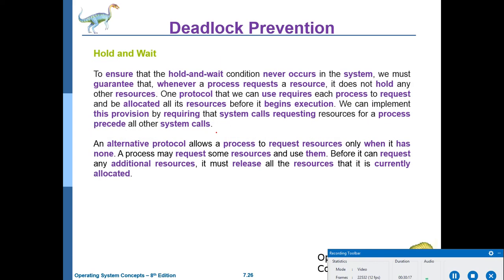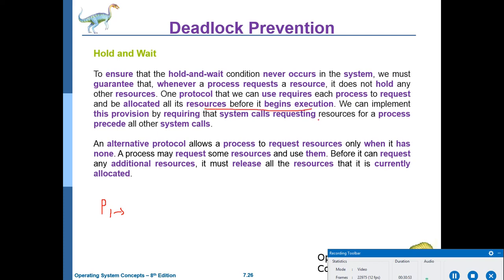Hold and wait. To ensure that the hold and wait condition never occurs, we can make this condition false. We must guarantee that whenever a process is requesting a resource, it is not holding any resource. For example, if a process P1 has requested a printer, the operating system must make sure that it is not holding any resource. So what is the protocol? The protocol used requires each process to request and be allocated all of its resources before its execution begins.